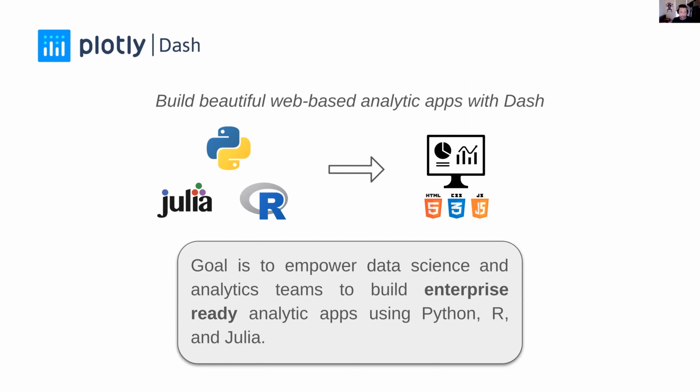Okay, moving on to Dash. Dash is basically allowing you to build out a bit more productionized web apps. And it works with Python, Julia, and R. What we're doing is essentially giving you an abstraction over the web API. You can almost pretend as though you're writing a web app on top of HTML, CSS, and JavaScript, but you're not actually having to dive into the details of the web platform.